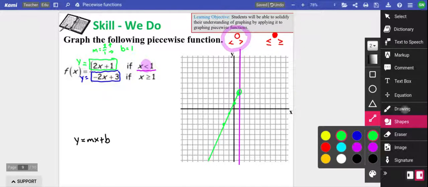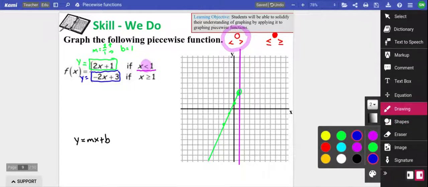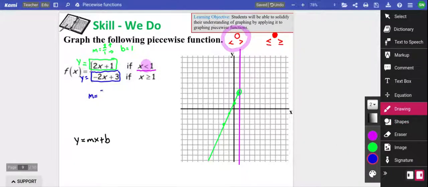Now let's take care of the blue one. The blue one, m is negative 2. I will make it over 1 so that it's a fraction. And the y-intercept b is equal to 3. Negative 2 goes down and 1 to the right. So let's start by placing the 3. 3 is right here. From there, I will go down 2, 1 to the right, down 2, 1 to the right, down 2, 1 to the right, and so on.